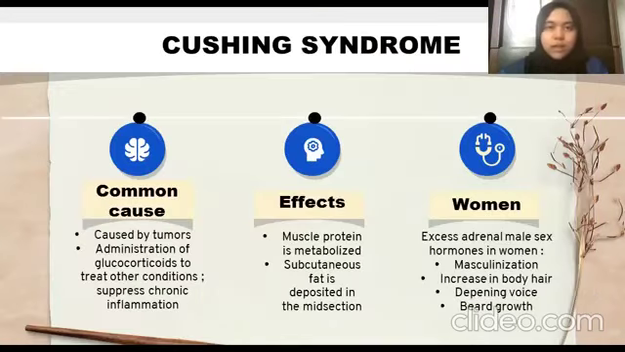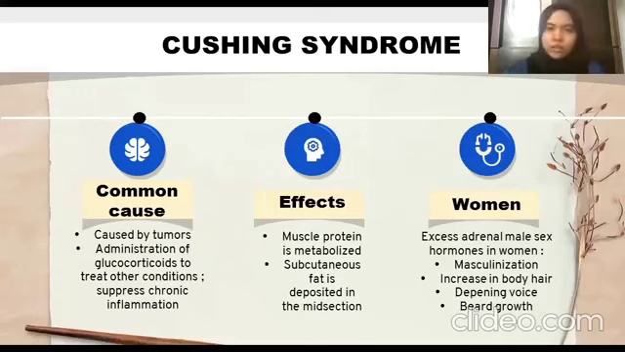This will cause our skin to become darker. Next is Cushing syndrome, which is caused by tumors at the pituitary gland or the adrenal cortex. This excess of ACTH, or administration of glucocorticoids to treat other conditions such as chronic inflammation, will cause muscle protein to be metabolized and subcutaneous fat to be deposited in the midsection.